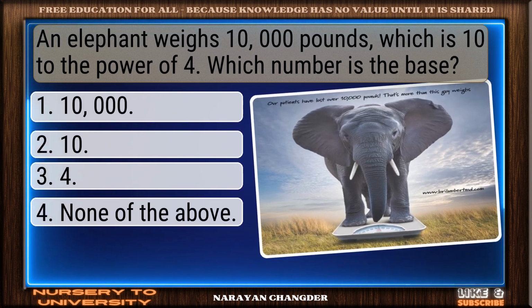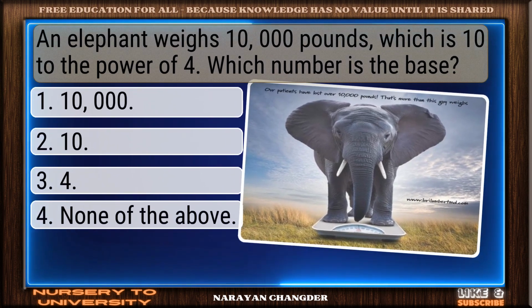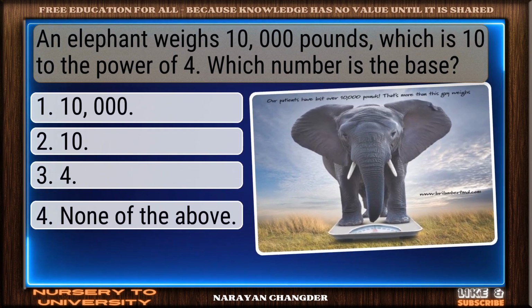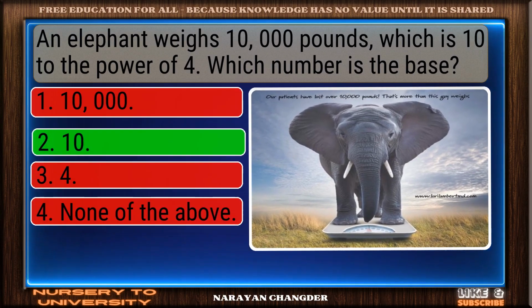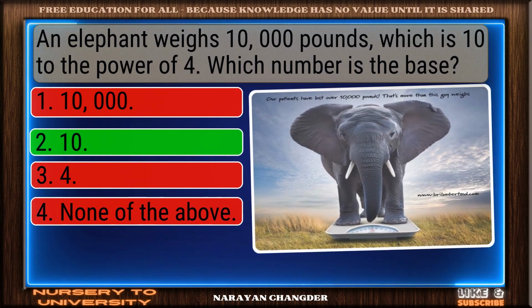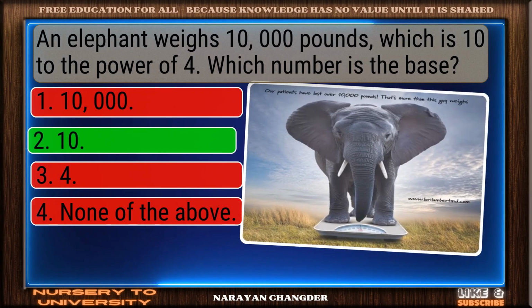An elephant weighs 10,000 pounds, which is 10 to the power of 4. Which number is the base? Nice selection. 10 is the correct and valid answer.